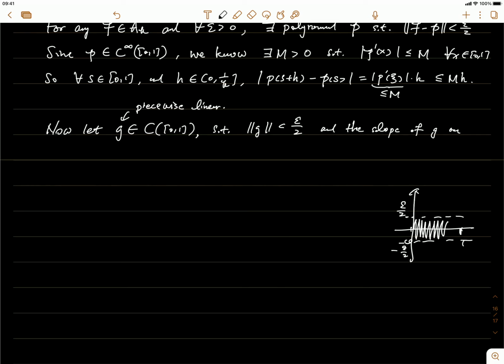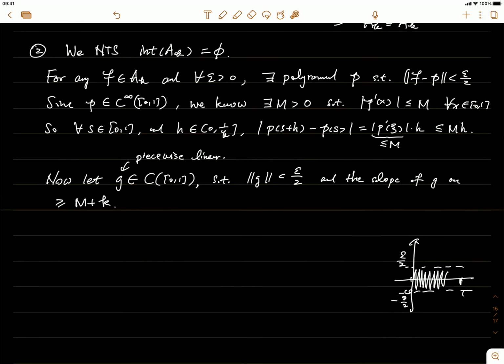The slope is going to be bigger than or equal to M plus k, sorry. This M is the magnitude bound of P prime, as in here, and this k is for this particular k. I know such a g exists. So what can we say about this P plus g? The P is really close to f, and it's also smooth, but I'm going to add this g, which is also really fast.